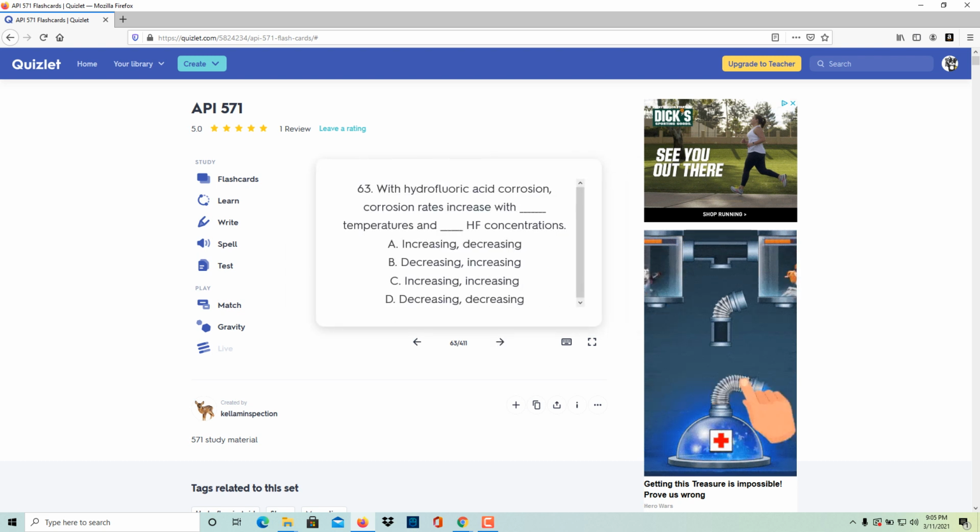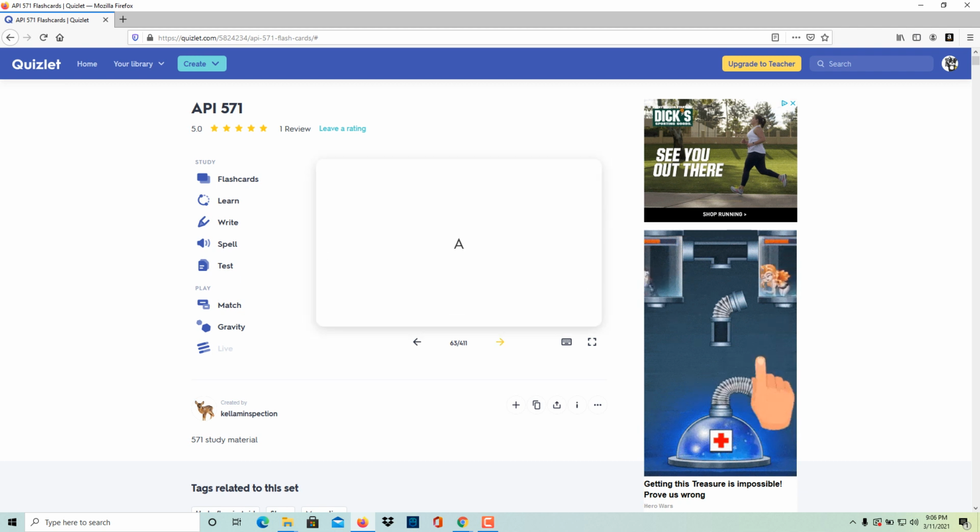With hydrofluoric acid, corrosion rates increase with what temperatures and what HF concentration? Hydrofluoric acid increase with increasing temperatures and increasing hydrofluoric concentrations. Nope. Increasing and decreasing. Okay, hydrofluoric acid corrosion rates increase with increasing temperatures and decreasing hydrofluoric concentration. To look at that one too.